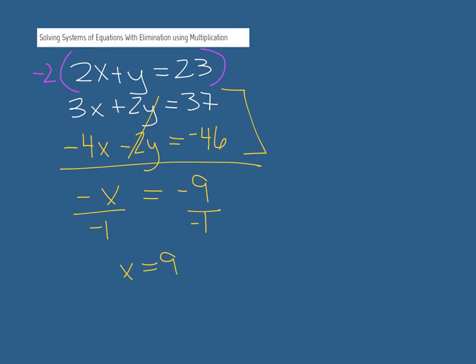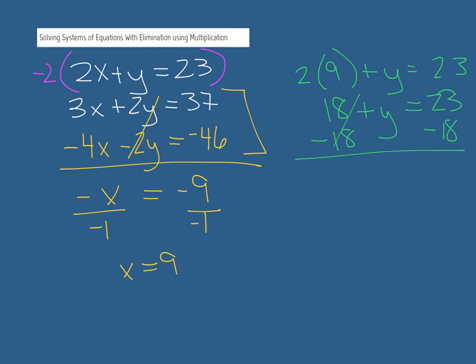And now that I have that, that goes back to substitution. So I can substitute this x equals 9 in for either of the x's in the original equation. So I'm just going to put it back in the first equation. 2x, or 2 times 9, plus y equals 23. So I get 18, because 2 times 9 is 18, plus y equals 23. And I'm going to go ahead and subtract that 18 from both sides to get the y by itself. And I get y equals 23 minus 18 is 5. So my answer is 9, 5. That is my answer.